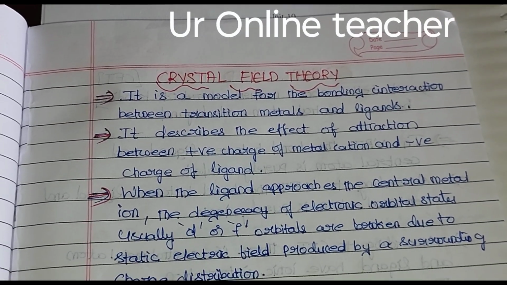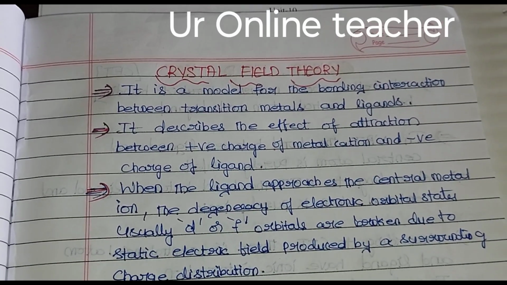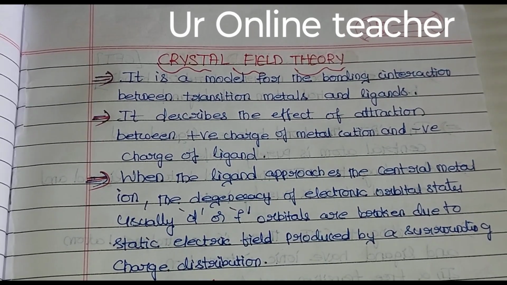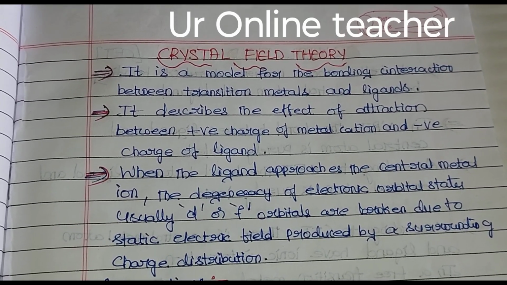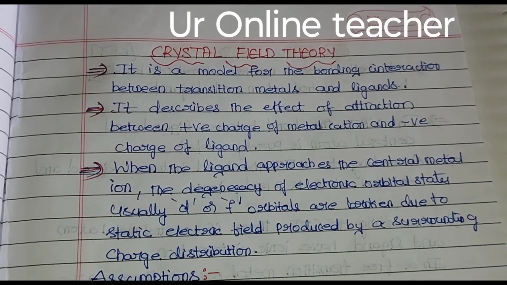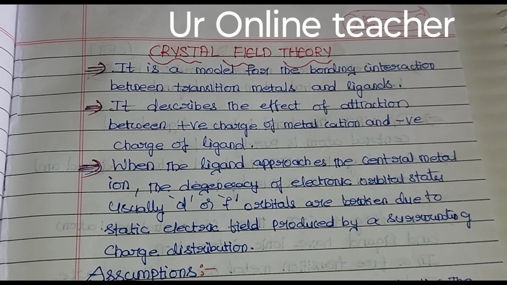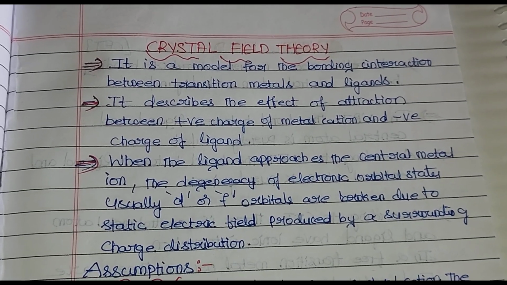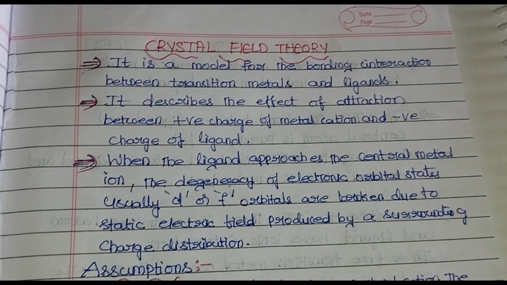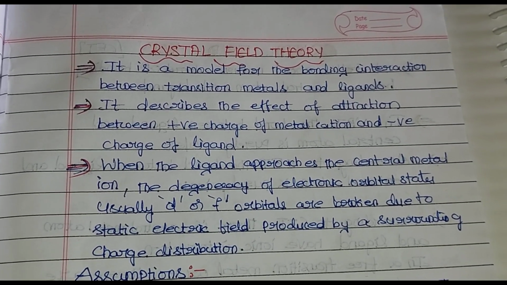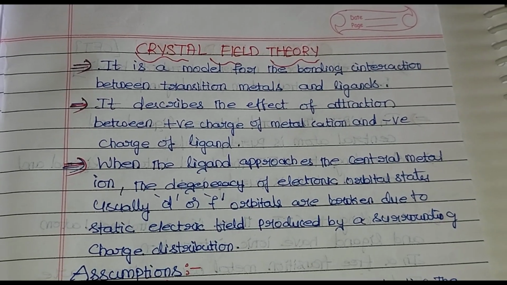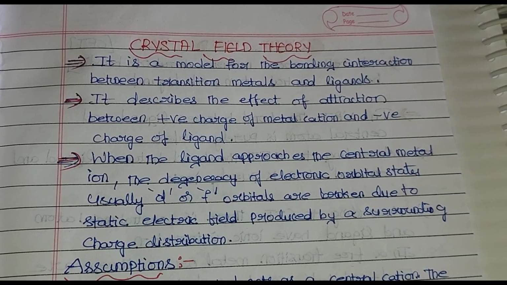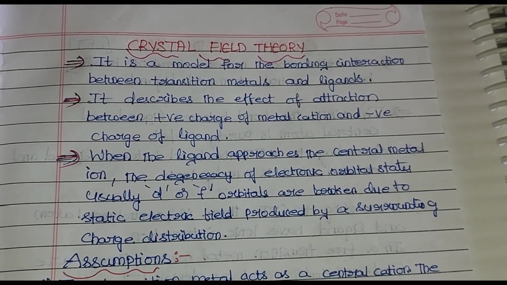The crystal field theory is a model for the bonding interaction between transition metals and ligands. The interaction between the metals and the ligands is explained in this theory. It describes the effect of attraction between the positive charge of the metal cation and the negative charge of the ligand. Here we can understand that ions are formed, so there is an electrostatic attraction created between the metals and the ligands.